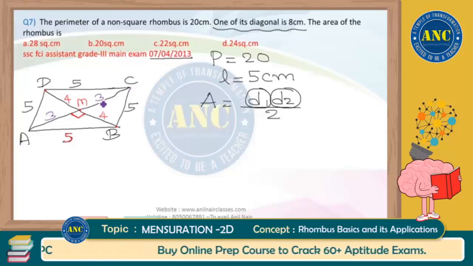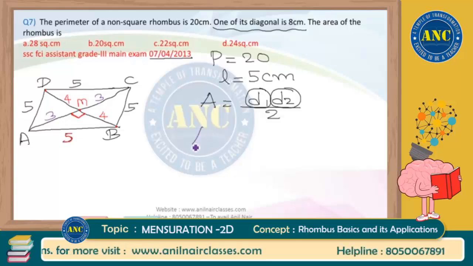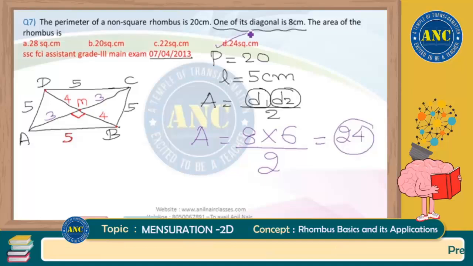Sir, if AM is 3, how come MC is 3? The diagonals will bisect each other. That means AM and MC both are absolutely same. So AC will be 3 plus 3, 6. Area will be: one of the diagonal is 8, another diagonal is 3 plus 3, 6. Whole thing divided by 2. 48 divided by 2 is 24 square centimeter, which is option B.